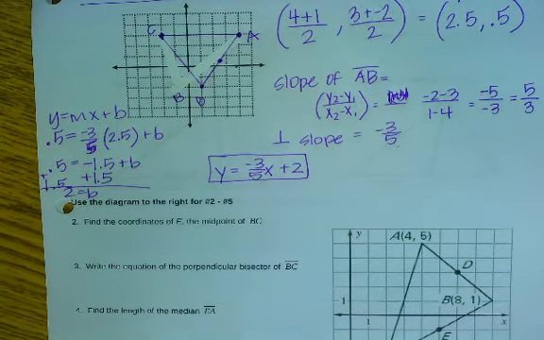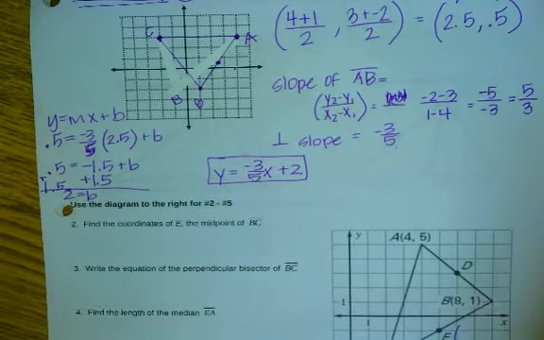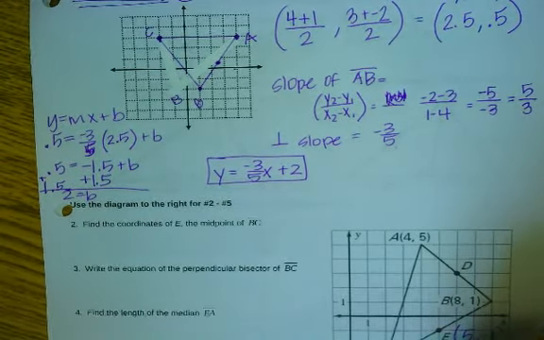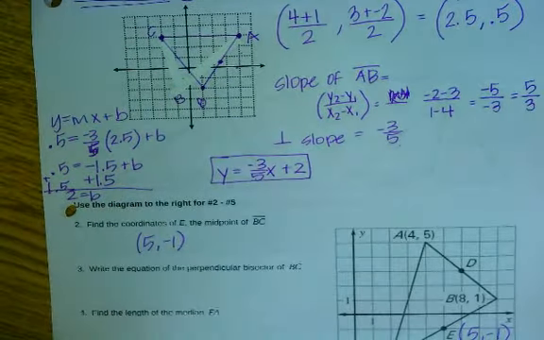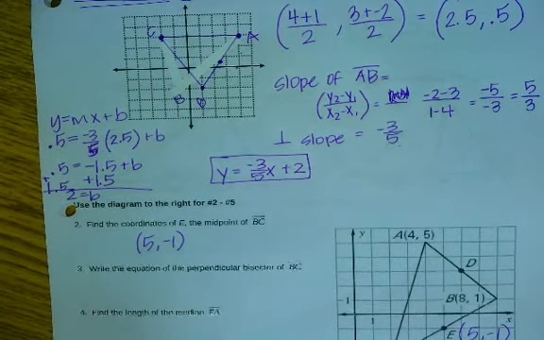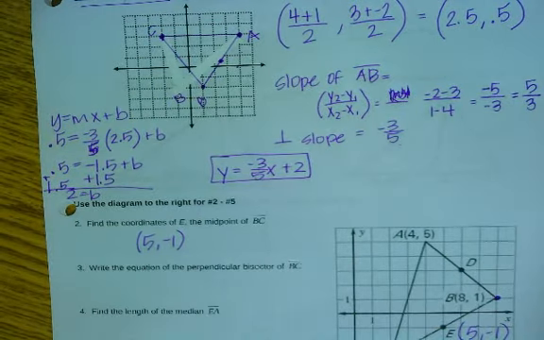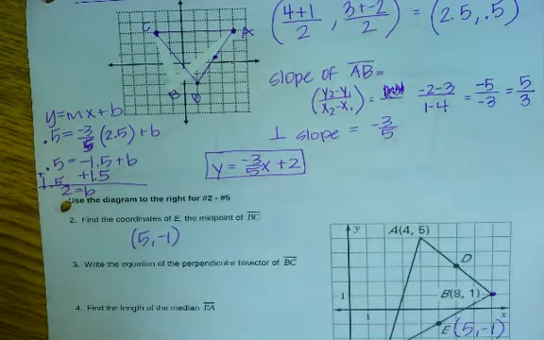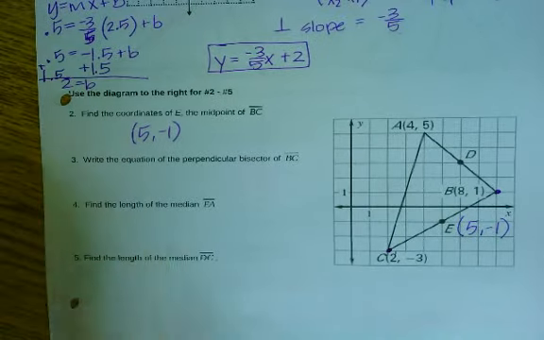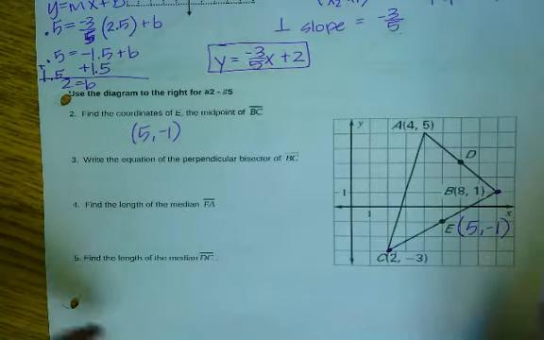Number 2, find the coordinates of E, the midpoint of BC. Where is E? 5, negative 1? Okay, write the equation of the perpendicular bisector of BC. So what point does it need to go through? The perpendicular bisector of BC has to go through point E because E is the what? The midpoint. Okay, so the bisector has to go through E and it needs to bisect BC.